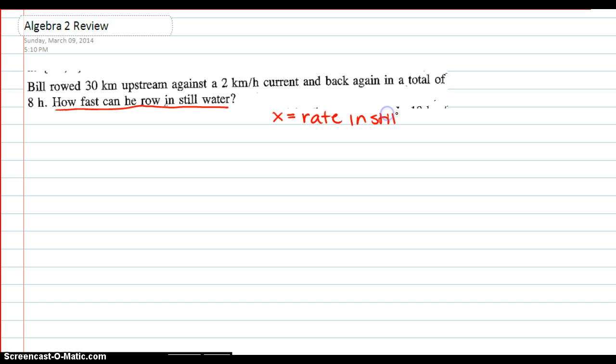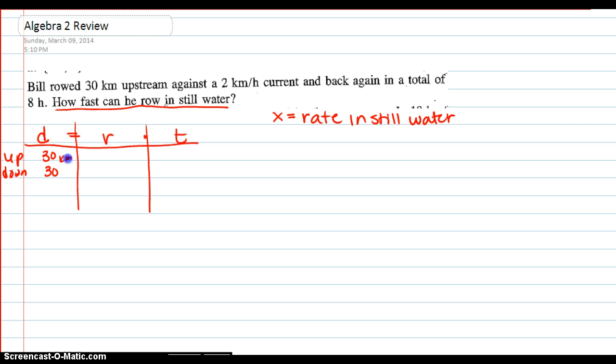in still water. Because we're talking about a rate and they're giving us distances, we recognize that we're going to have distance equals rate times time. And it might help to make your little chart that we've been doing. So if he's going to go upstream, then he has to come back down. And the distances for both of those have to be 30 kilometers because he's going to the same place.